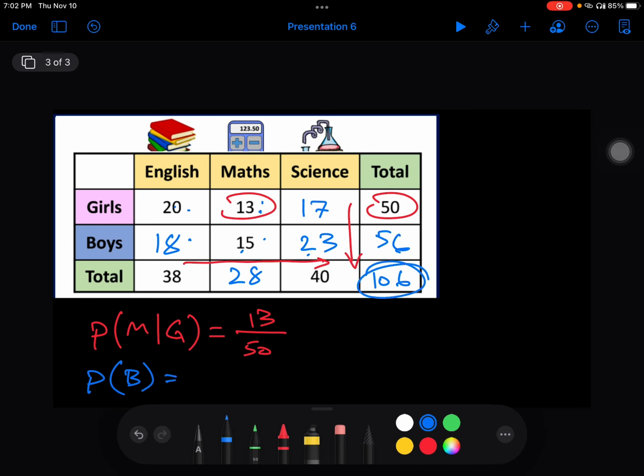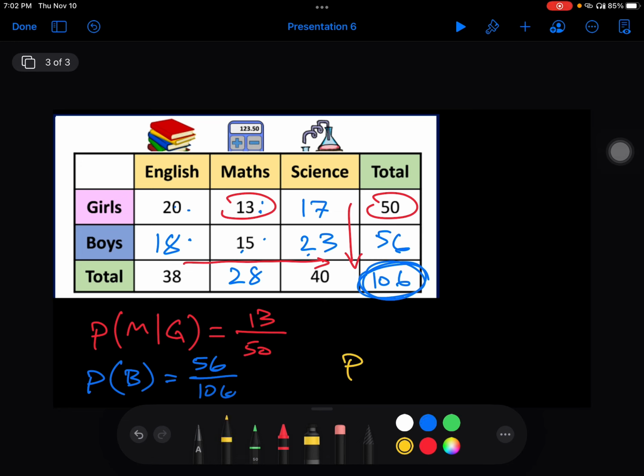How about the probability of a randomly selected student being a boy? Well, now our whole is the whole of all students, boys and girls, and however many of them like all of these different subjects together, or are enrolled in these different subjects, whatever the case may be. So of all the students, 106 is our whole. Our part is 56, those who are male.